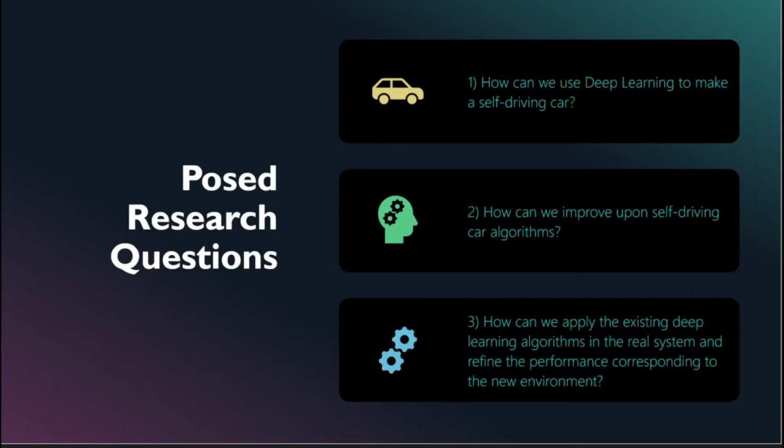So some of the guiding research questions. The first one is, how can we use deep learning to make a self-driving car? The second one is, how can we improve upon self-driving car algorithms? And the third one is, how can we apply the existing deep learning algorithms in the real system and refine the performance corresponding to a new environment?